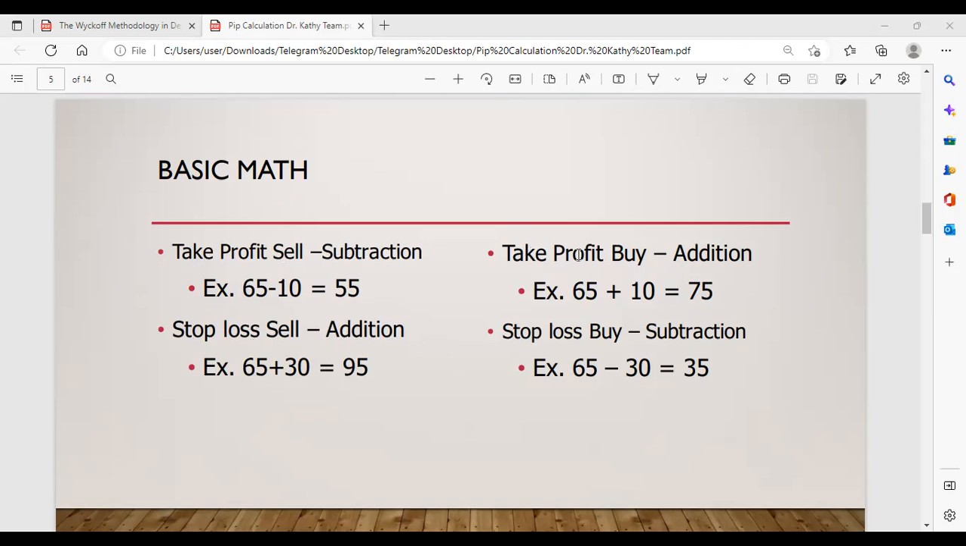Come here again. Take profit for a buy is addition, so 65 plus 10 equals 75, because the price is going up. The stop loss for a buy is subtraction. For example, 65 is the entry minus 30 gives 35. The stop loss for a buy is 30.